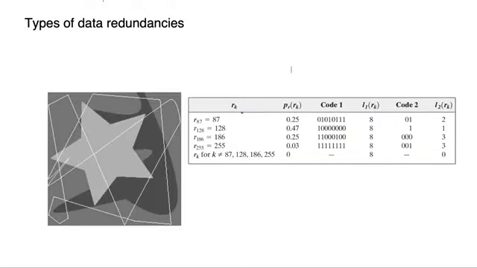Now we'll look at what the different types of data redundancies are, or we will answer the question of how data compression can be done. Okay, so there are three different types of data redundancies. The first one is coding redundancy.